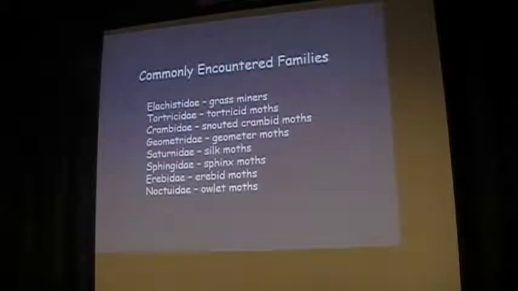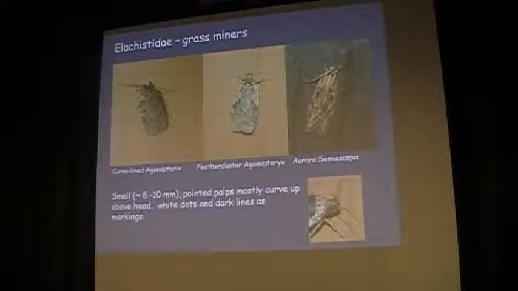And these are the names, and these are on the handout I gave you. So you don't have to write all these things down. Everything I'm going to go over now is summarized on your handout, so you can make notes easily. Okay. The Elachistidae, or grass miners.